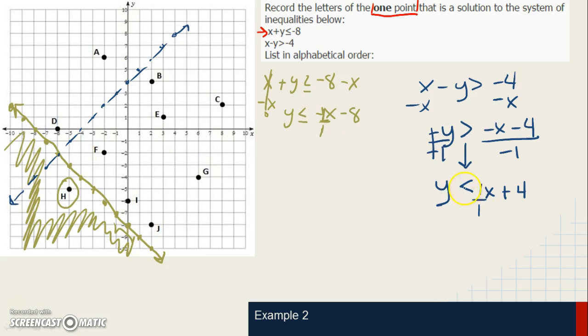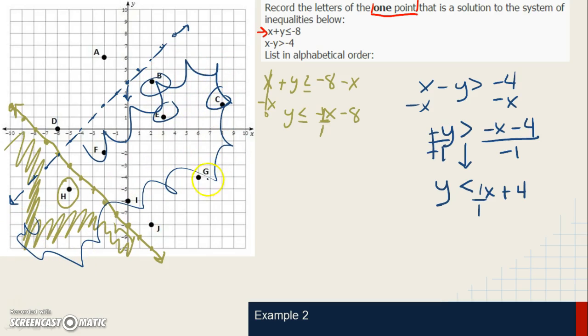Are we shading above or below? Well, y is less, so these y values that are less down here. So we're shading all of this area down here. So B, E, C, G, J, I, F, these are all points that are included, but we're looking for the point that they share. Well, H is also below, so here's the one point that is circled by both colors. So we know that the answer is H. Put it in alphabetical order. Don't get that one wrong.